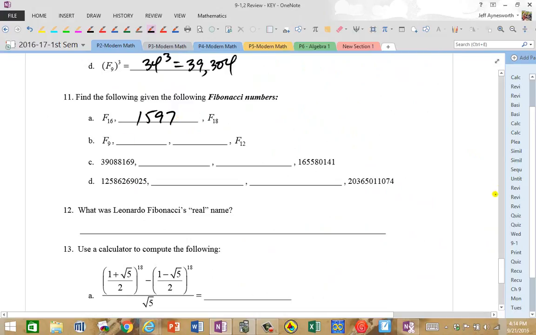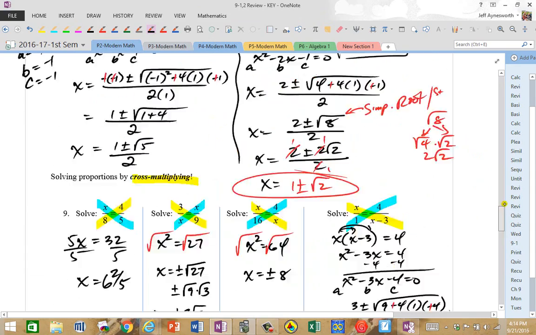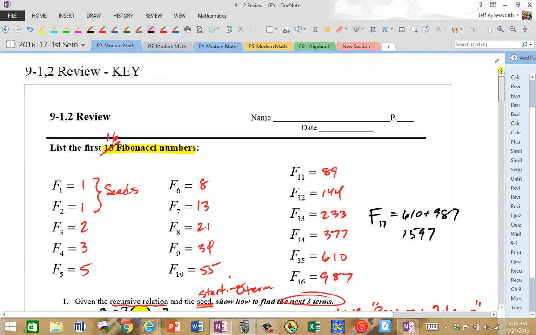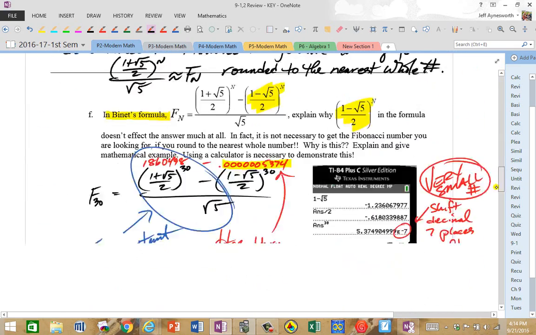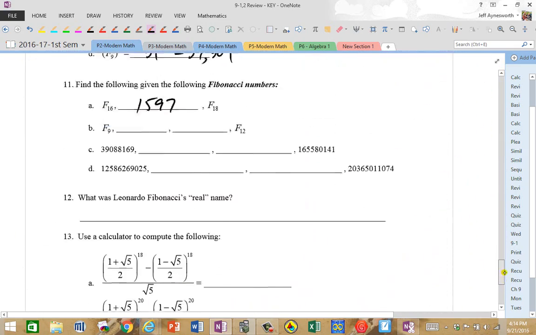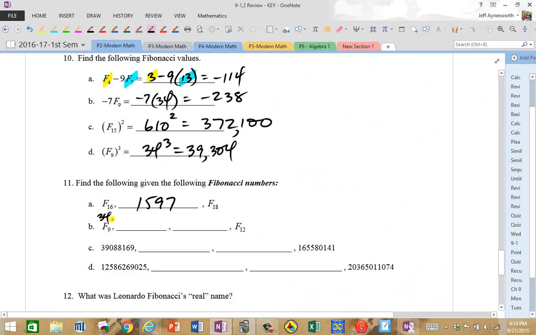All right, so F9. What's F9? So F9, notice it's 34. All right, 144. 34 and 144. So 34, this is 34, and this is 144. So this is F10, all right, and this is F11. So what do we do? Well, we could look at the list. We could do that, but let's figure this out first, okay?